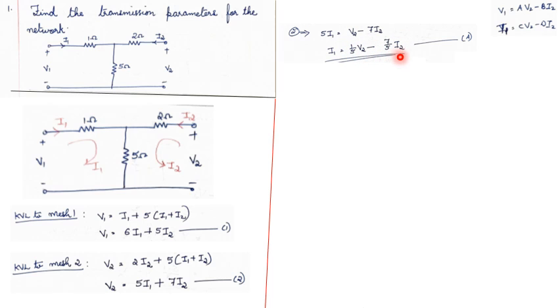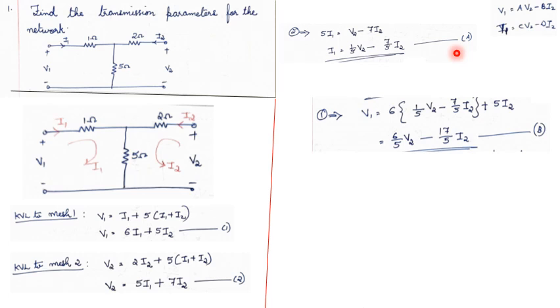The next step is to substitute this value of I1 in equation number 1. The equation we already got, I1 is equal to 1 by 5 V2 minus 7 by 5 I2, is in the same format as the second parameter equation. So mark it as equation A. Then substitute the value of I1 in equation number 1. Then we will get the equation V1 is equal to 6 by 5 V2 minus 17 by 5 I2. Mark it as equation number B.